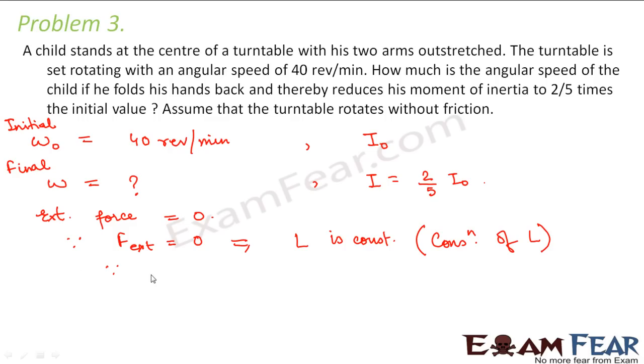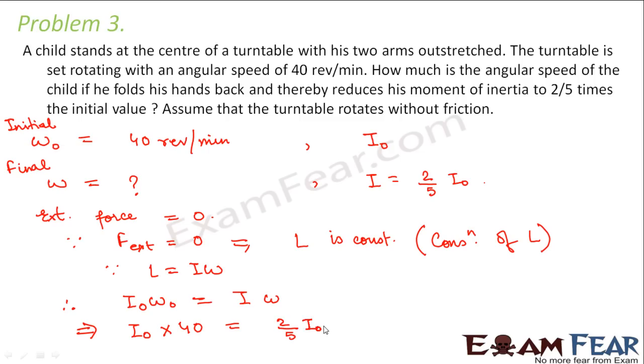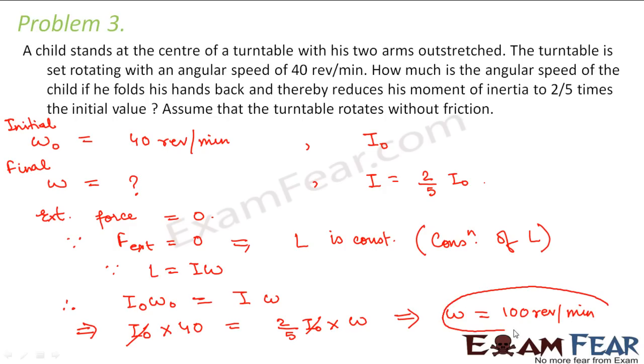Now we also know that angular momentum is equal to I omega. Therefore, I naught omega naught will be equal to I into omega. Omega naught is 40 revolutions per minute, and I is equal to 2 by 5 I naught. So I naught and I naught get cancelled. Therefore, omega is equal to 100 revolutions per minute. This would be the angular velocity when the child folds his hands back.